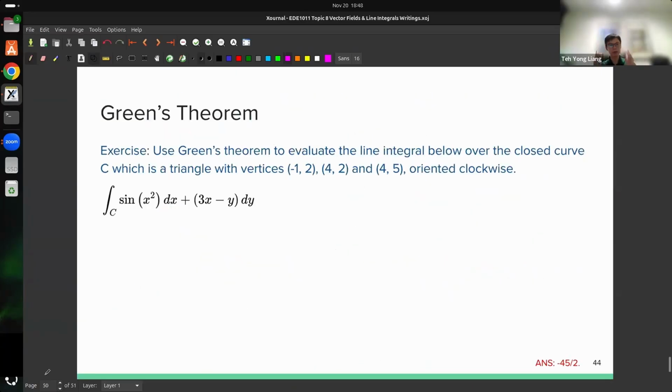Okay, last example for this course. Use Green's theorem to evaluate the line integral below over the closed curve C, which is a triangle with vertices as given, oriented clockwise.